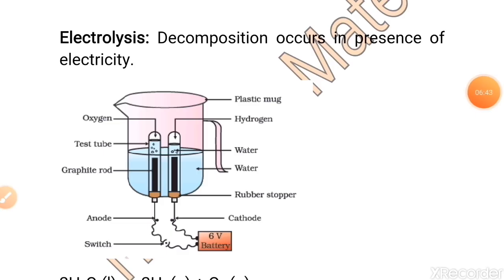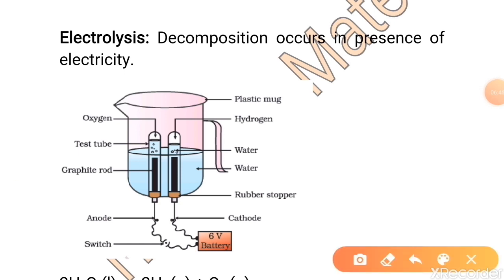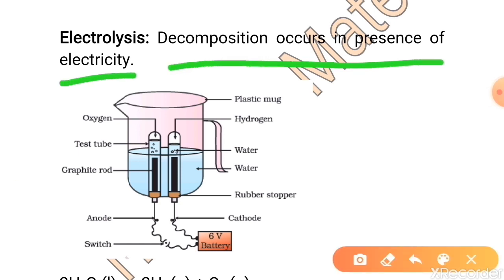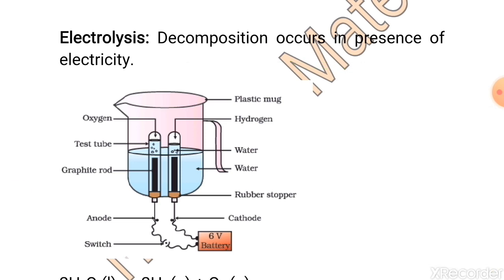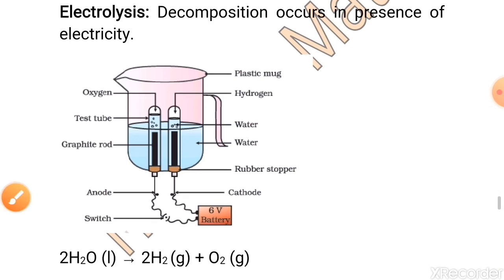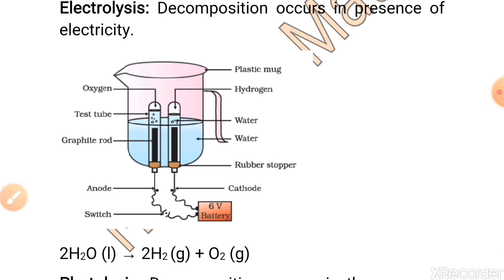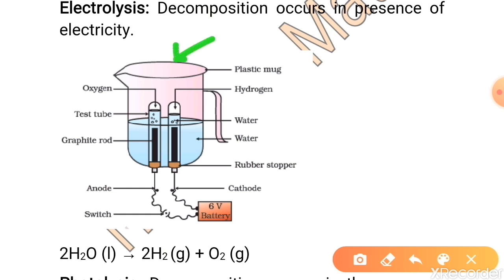The next decomposition type is electrolysis. Electrolysis is that decomposition which occurs in presence of electricity. Here we are taking example of electrolysis of water. When we have to do electrolysis of water, then we need a container in which there will be two electrodes, cathode and anode.